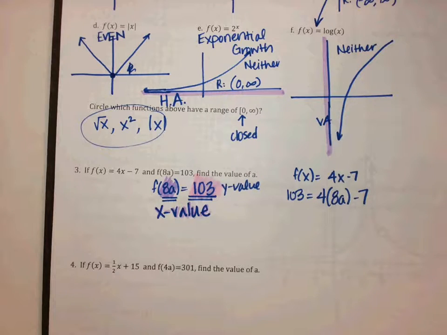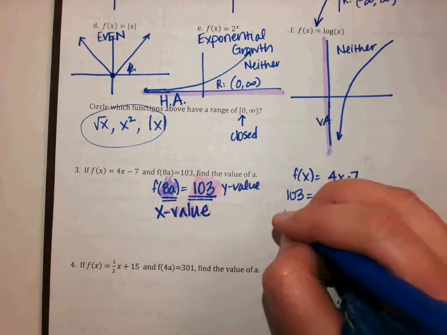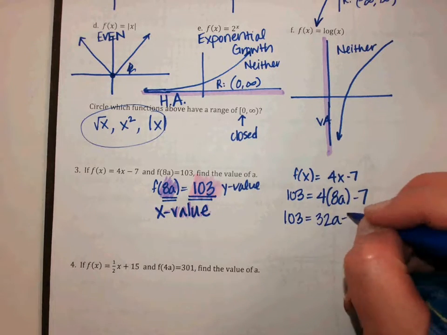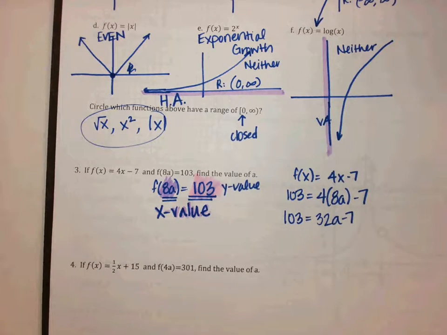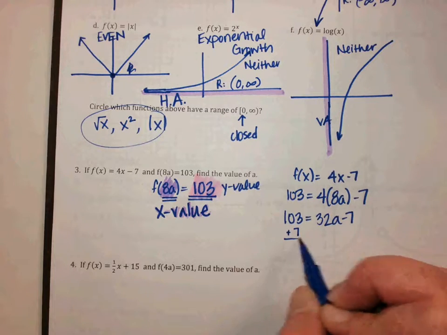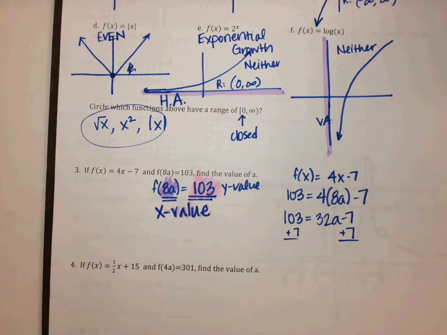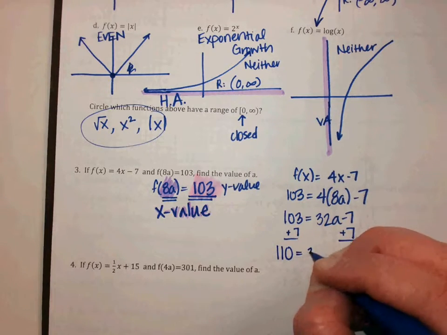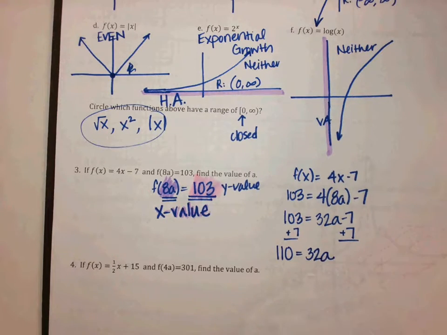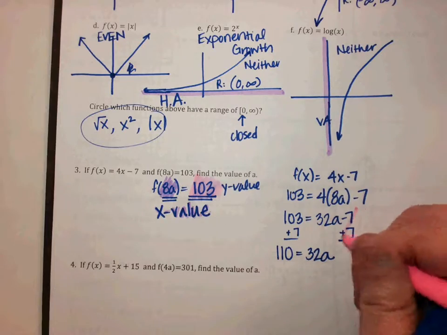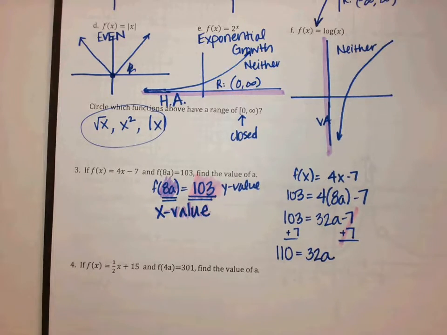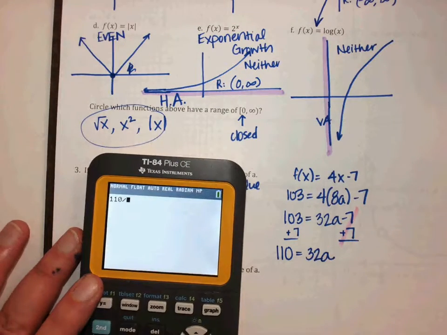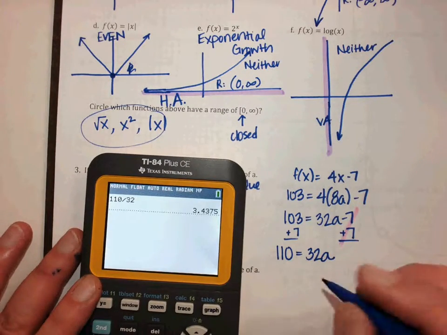So what is 4 times 8a? 32a. Good job. How do I get rid of the minus 7? Plus the 7 across. 103 plus 7 is 110, equal to 32a. What's my last step? Divide by 32. And 110 won't divide evenly by 32, but you would get 3.4.